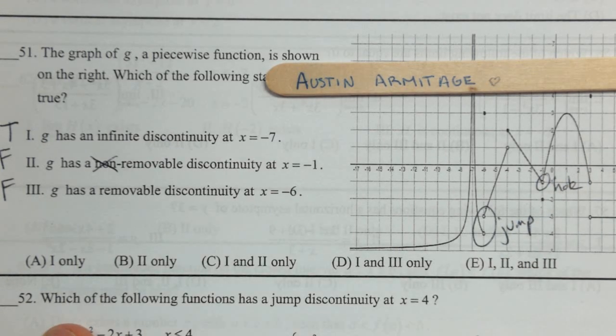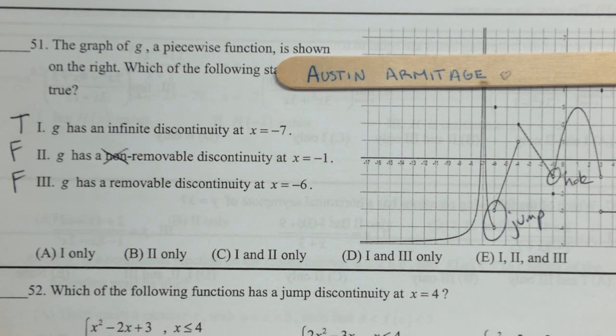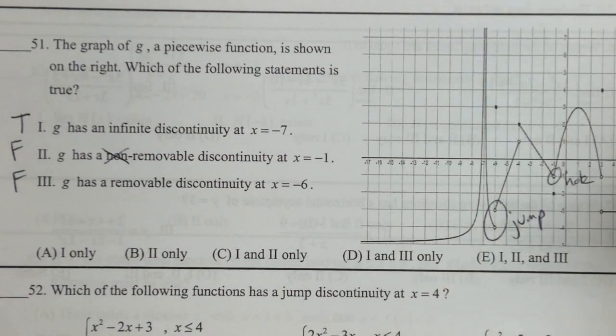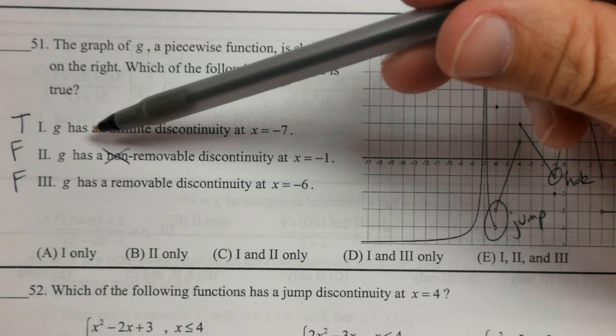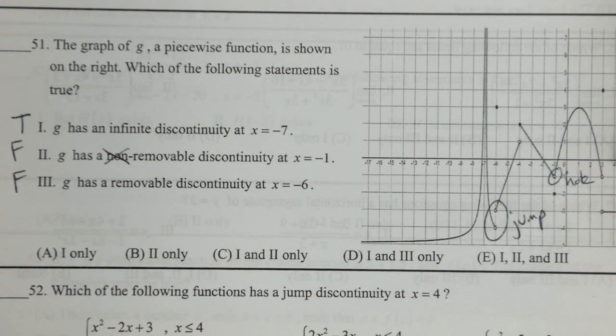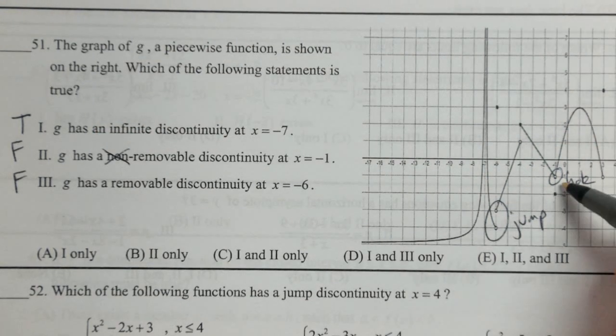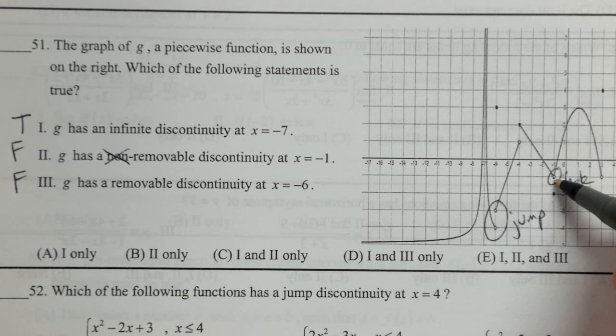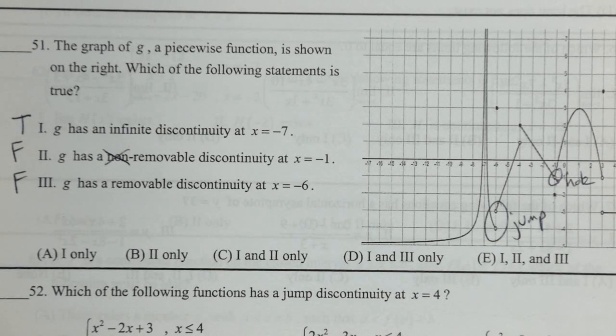Mr. Conley said the second one was true. Second one is true. Okay. I don't want to doubt Mr. Conley. It was true. Has a non-removable discontinuity at x equals -1. At x equals -1, there's a hole there, and I can fix it so it's removable. So I'm going to say that statement's false. You told me it was true. I don't know what you said was true. I'm going to argue with the great Mr. Conley on that one.